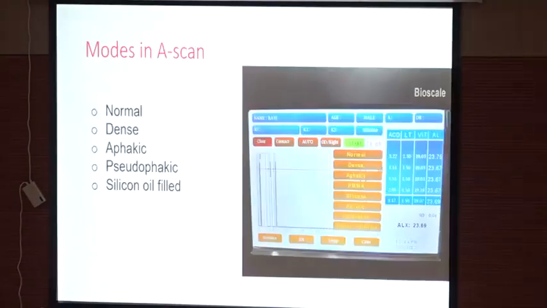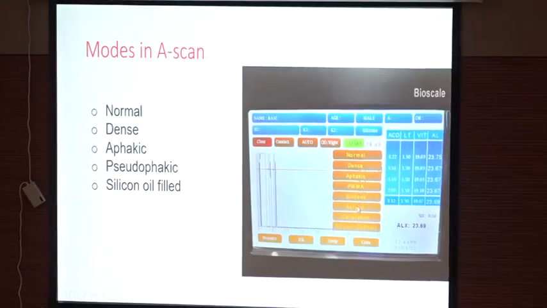There are different modes in A scan that are available. You have the normal mode, then you have the dense mode, which you can use for dense mature cataracts. There's the aphakic mode, which you can use for secondary IOL implantation. Then you have the pseudophakic mode, which also has further options according to the type of lens that is implanted.